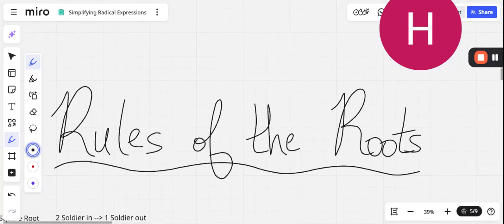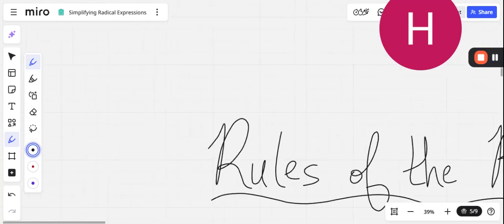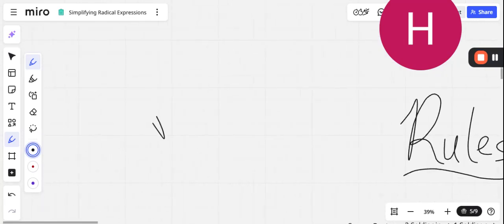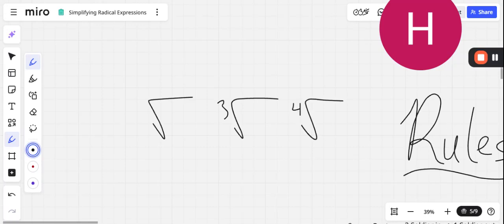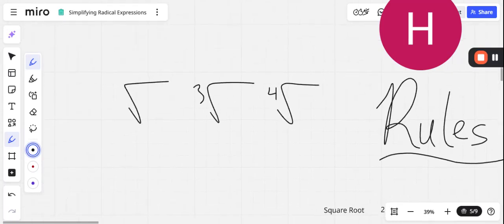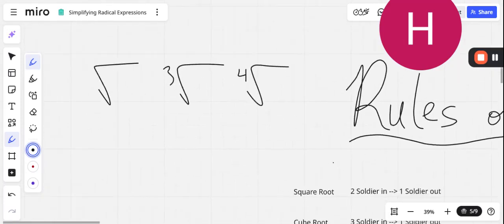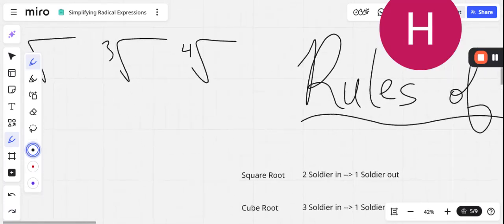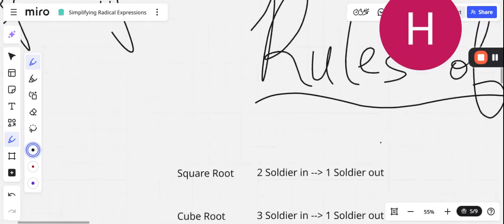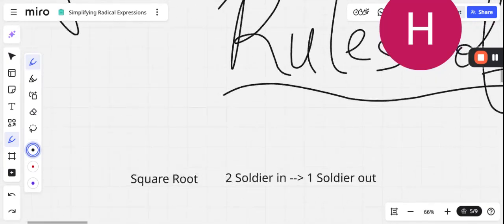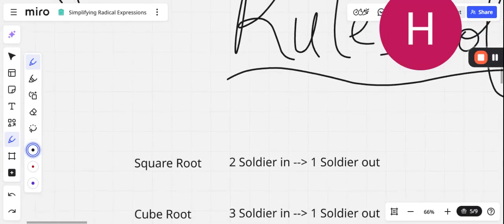And the radical is going to be indexed, meaning there's going to be like a number on it. There could be a square root. There could be a cube root. There could be a fourth root. All of these things mean something slightly different. So when we're taking these roots, here's the deal. When we have a square root, 2 identical soldiers inside of the root, inside of the battleground, are going to duke it out, and one of them is going to come out.